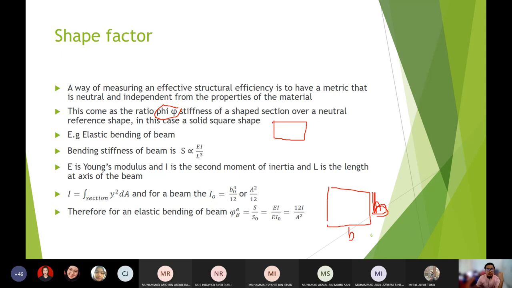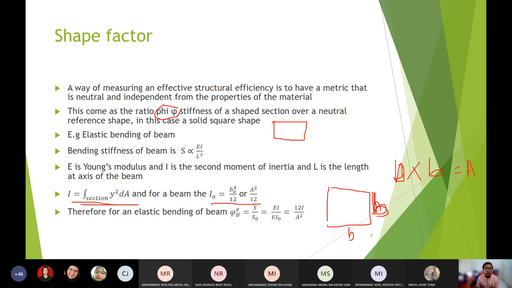So the formula is b to the power of 4 over 12. Since b to the power of 4 is the same as b times b, which gives area, that is why it is area squared over 12. This is the formula. You don't have to worry that much about how we get here, because we would have to integrate it.